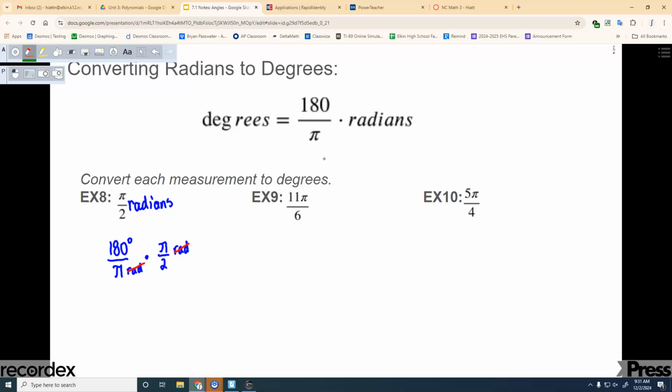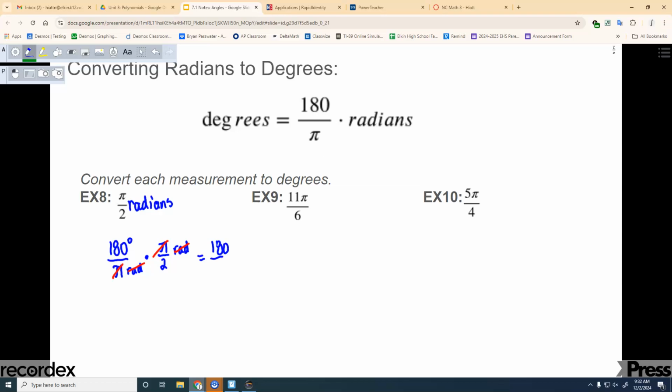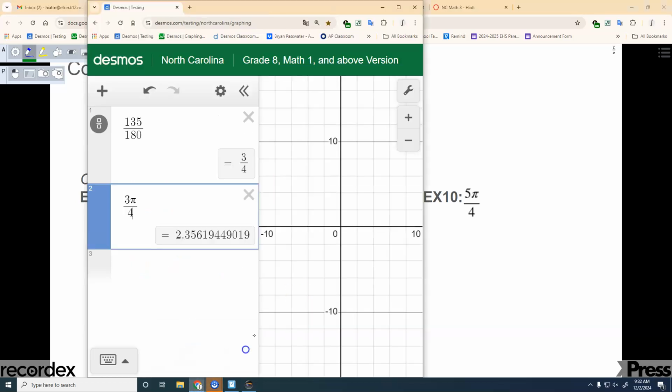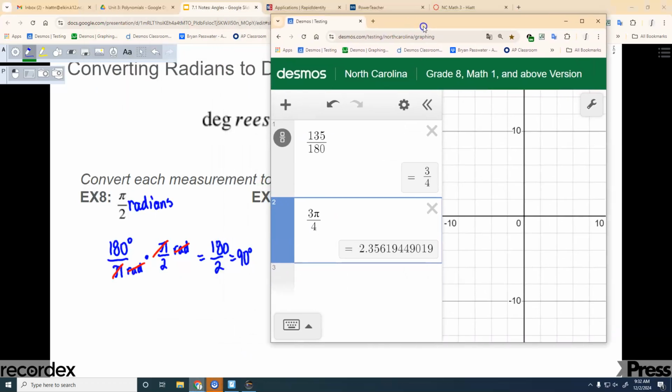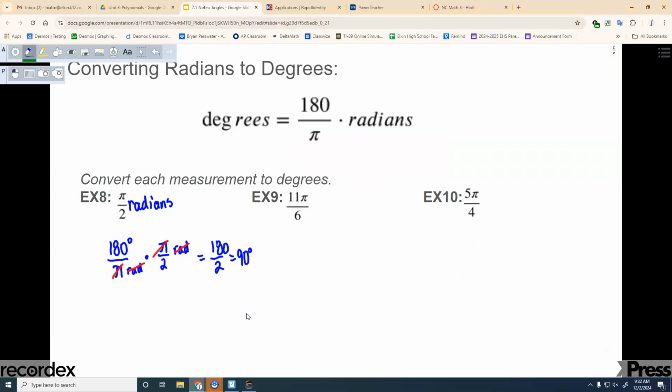Now, these are usually pretty easy to type in. What happens if you do it without typing it in? This pi and this pi cancel, so you just get 180 divided by 2, which is 90 degrees. But it also works just to type these into Desmos, since that pi cancels out. So 180 over pi times pi over 2 will give you 90 there. Okay, try those next two on your own.